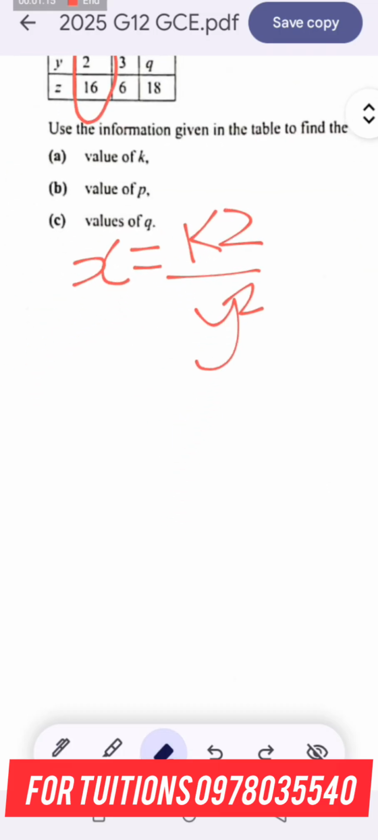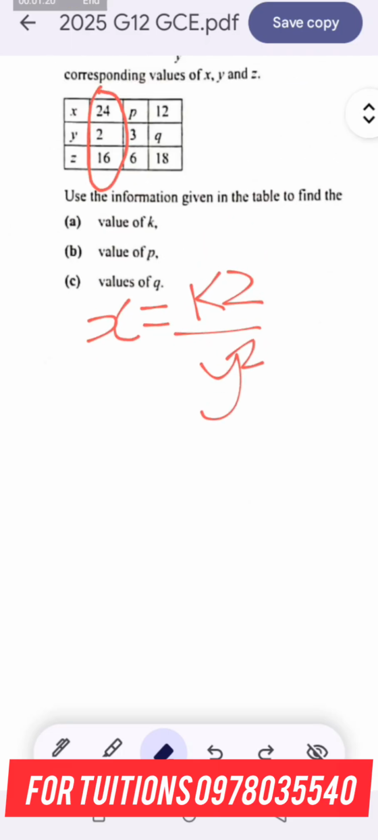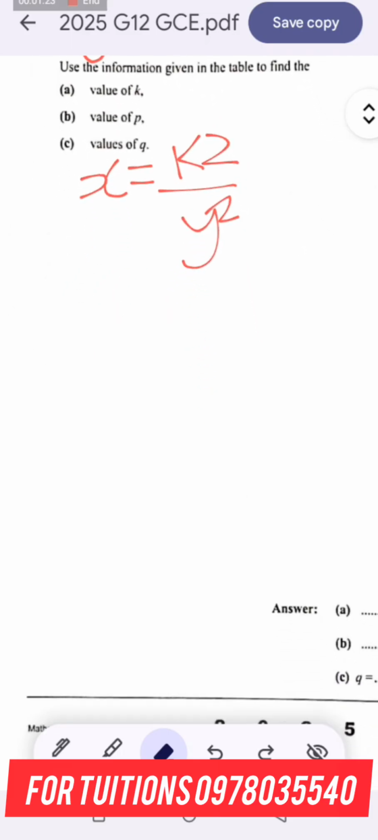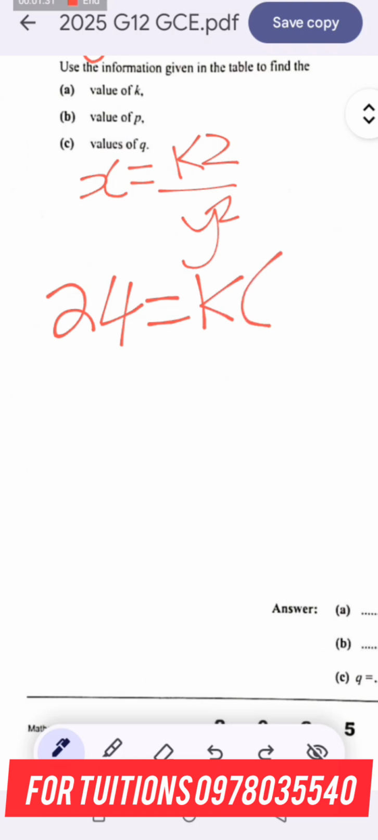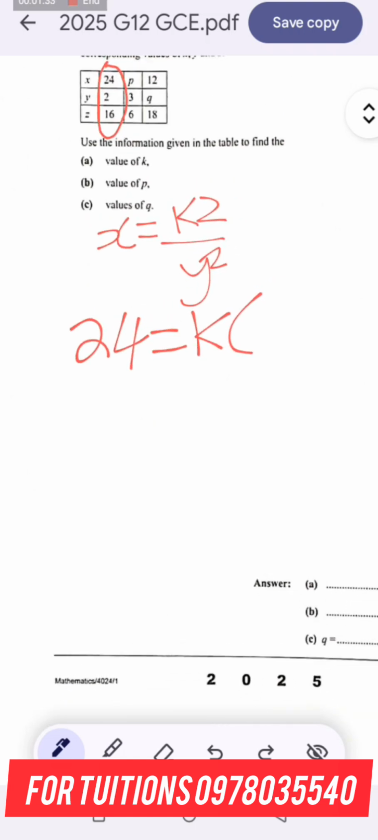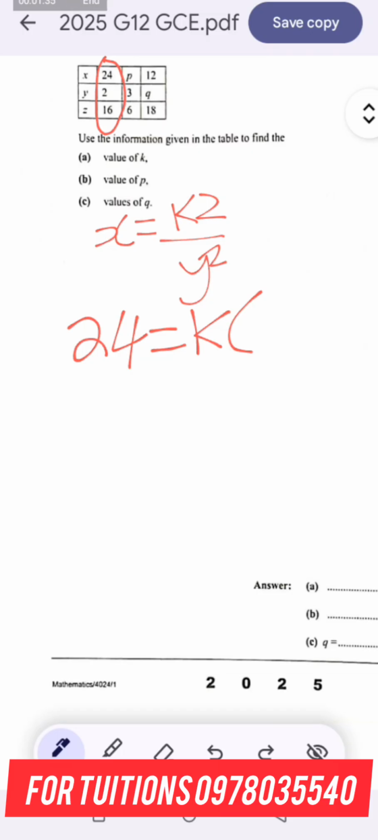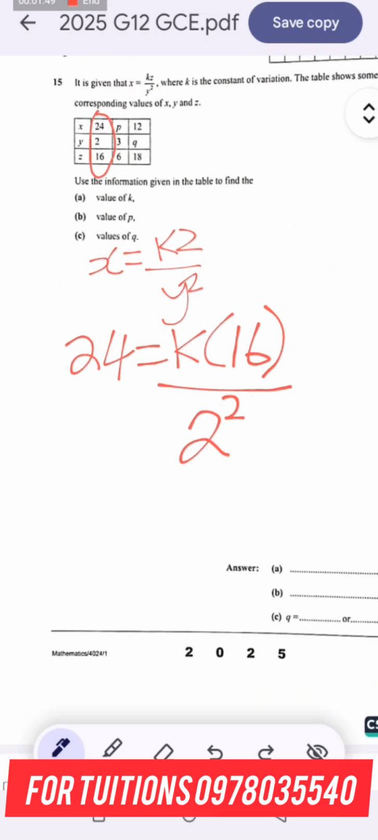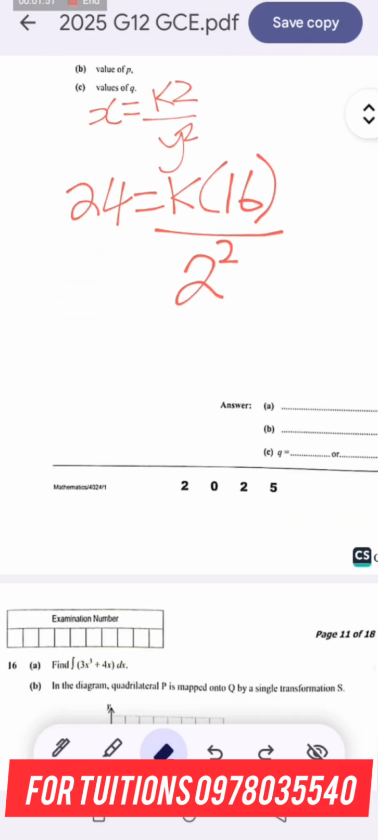So like we were saying, our x is 24. So we're going to put 24 there, equals to our k, which we don't know. And our z, what's the value of z? The value of z is 16. Then we've got y power 2. Now our y is 2, so this is just 2 power 2. So then we're going to proceed with these solutions.